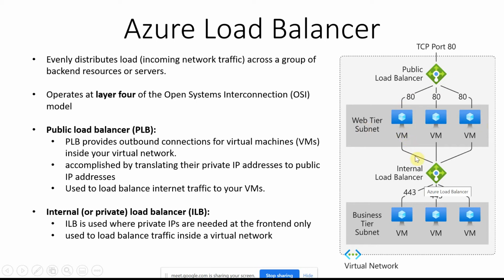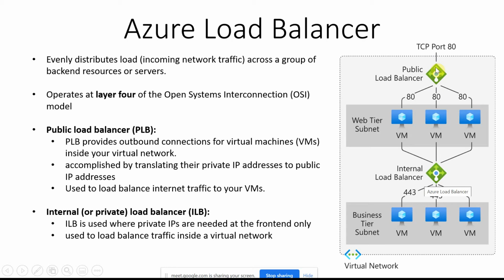It is also possible to have an internal load balancer, which routes the traffic internally. Why is it internal? Because it doesn't require a public IP, and it deals only with the private IPs of the VMs. So that's why it's internal and it will not have a public IP. But the first one will definitely have a public IP associated with the load balancer.